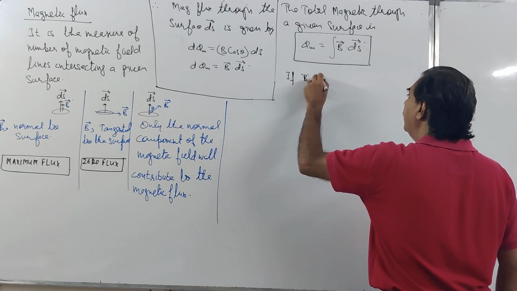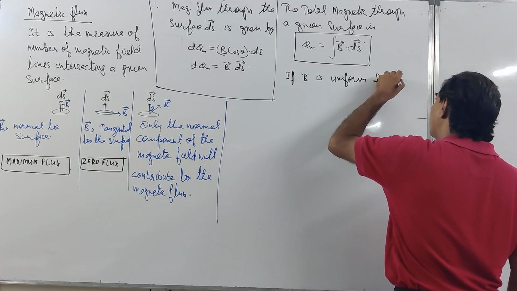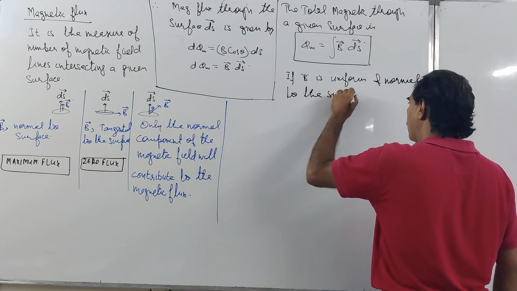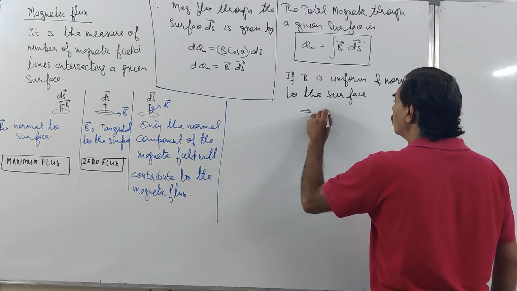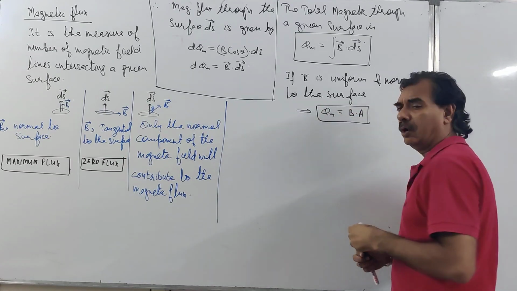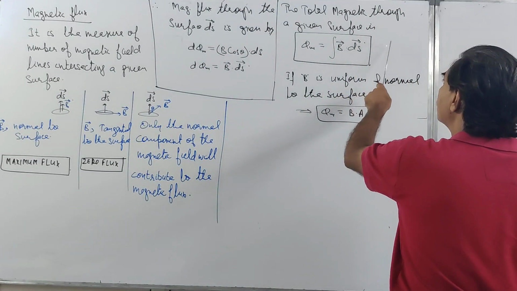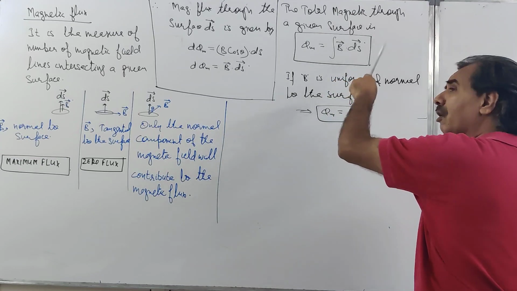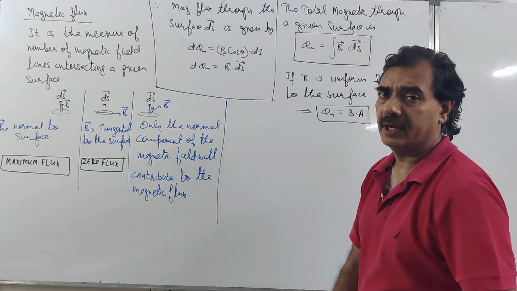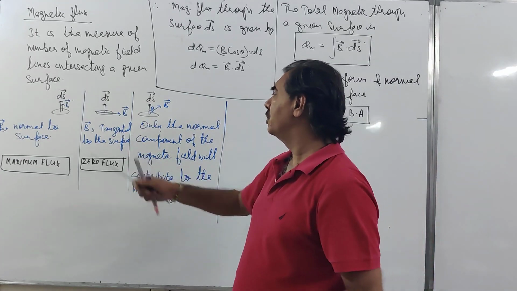If B is uniform and normal to the surface, then phi m is simply B into A. I hope it is clear. Why B into A? General discussion, because B d is cos 0, B comes out, integral of ds is the total surface area, which I call A. If the field is normal to the surface, mathematically done, physically explained.